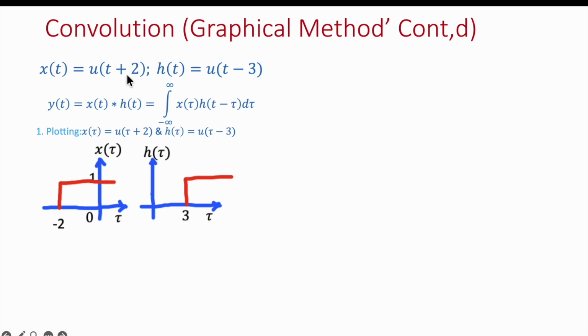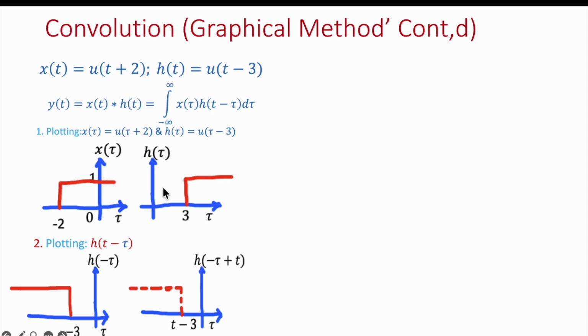From here you can see that the value of t is equal to minus 2. So the value of t is minus 2, the shifted version is on the left hand side, and it is basically a unit step function. Similarly, h of tau is also a shifted version, and the shift is on the right hand side where t is equal to 3. So similarly you can plot that signal as well.